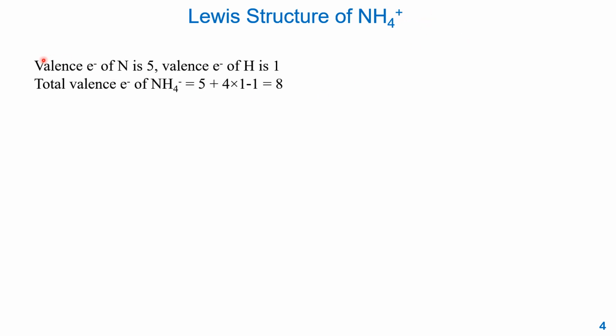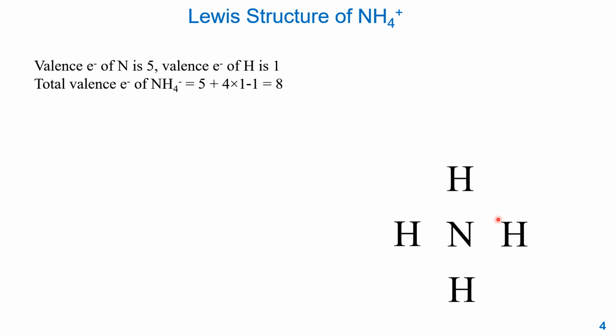Look at the Lewis structure of ammonium. Ammonium is a positively charged polyatomic cation, with a positive 1 charge. So when you calculate the total valence electrons number, you have to subtract 1. Nitrogen's valence electrons number is 5. Hydrogen is 1, but you have 4 hydrogen, so 4 times 1. And you have to subtract 1. So then you have 8 as the total valence electrons number.